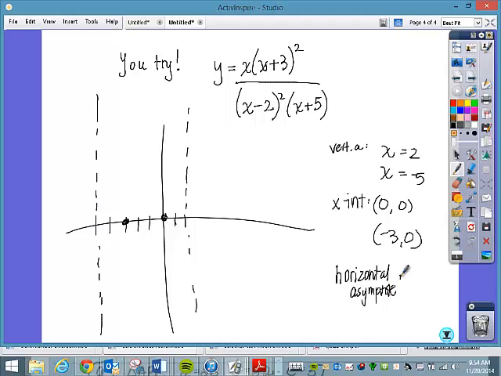My horizontal asymptote, well, the degree of my numerator is 3. The degree of my denominator is 3. This is interesting. So when the degree of your numerator and the degree of the denominator are the same, your horizontal asymptote is found by taking the leading coefficient of your numerator and putting it over the leading coefficient of your denominator. So the leading coefficient of your numerator is 1. Leading coefficient of your denominator is 1. So your horizontal asymptote is at y equals 1, which is like up here.